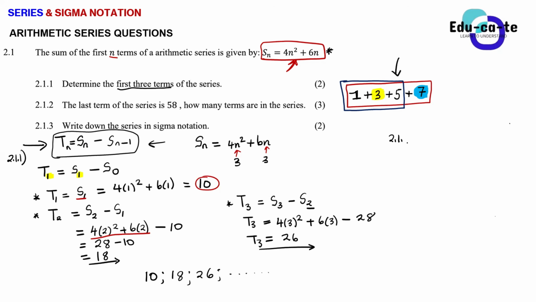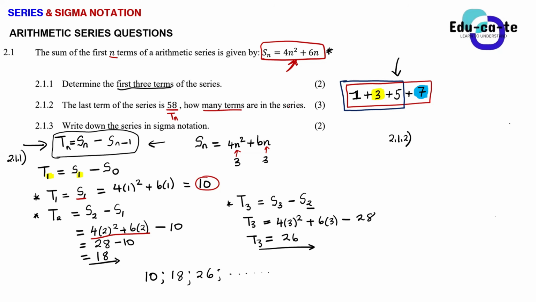Let's see 2.1.2. The last term of the series is 58. So the last term of the series is 58. It's more like this is our Tn. Now, how many terms are there in the series? The last term of the series is 58. How many terms are there in the series? How do you guys plan on finding out?